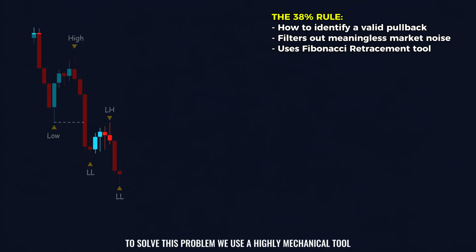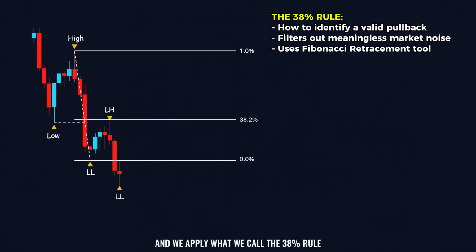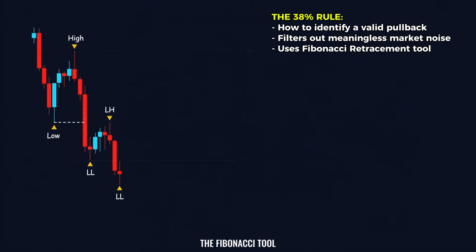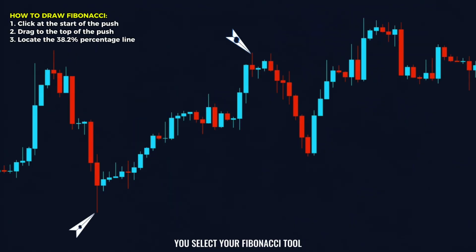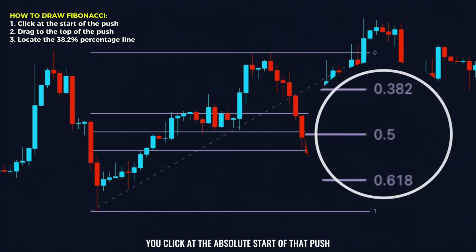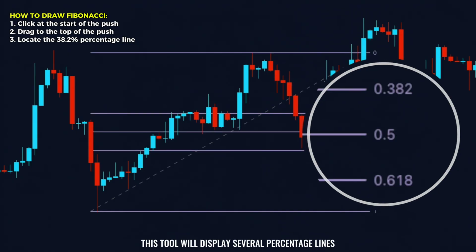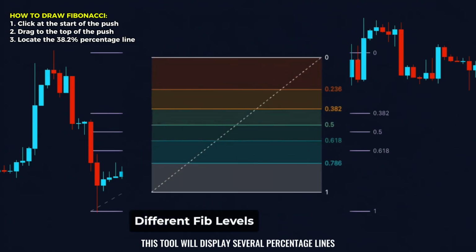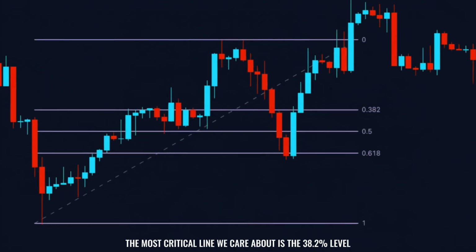To solve this problem, we use a highly mechanical tool, the Fibonacci retracement tool, and we apply what we call the 38% rule. The Fibonacci tool helps us measure the depth of the market's rest. Here is how you use it. When the market completes a strong upward push, you select your Fibonacci tool. You click at the absolute start of that push and drag it up to the absolute top of the push. This tool will display several percentage lines on your screen. The most critical line we care about is the 38.2% level.